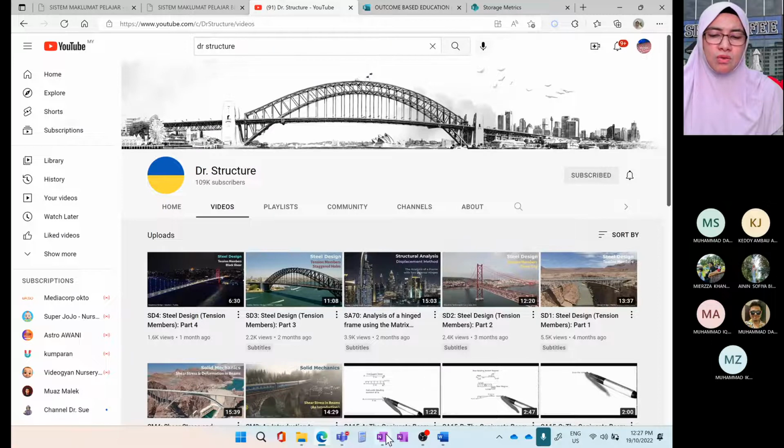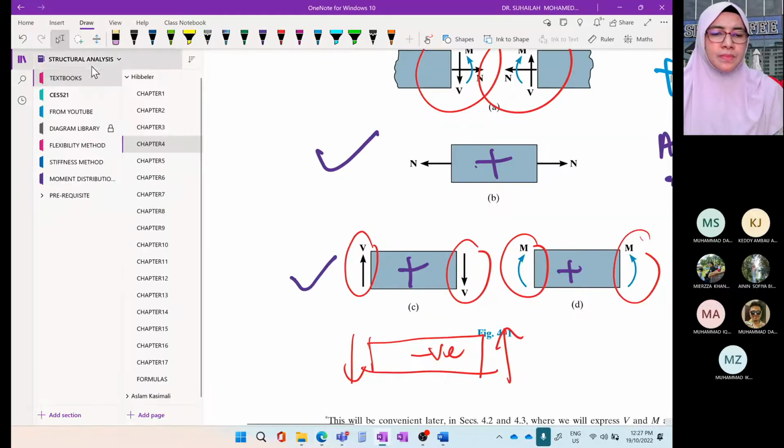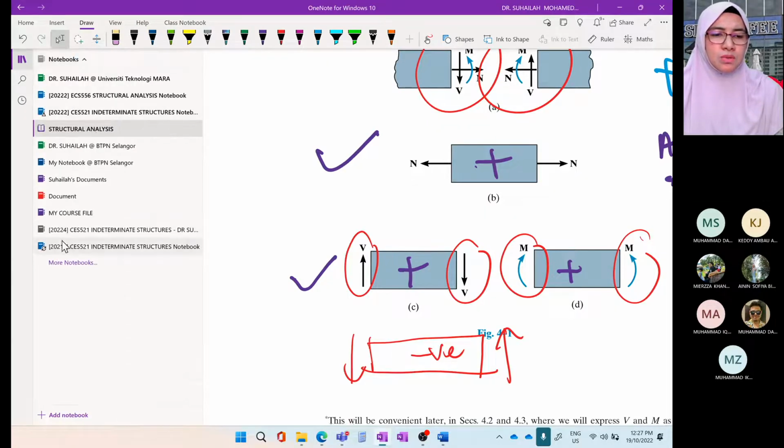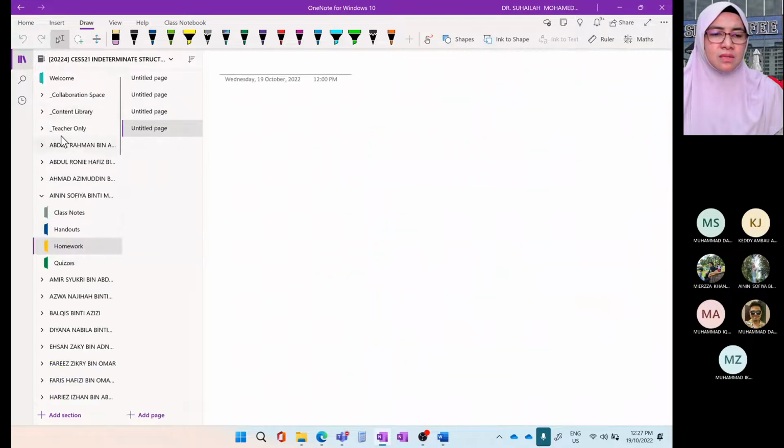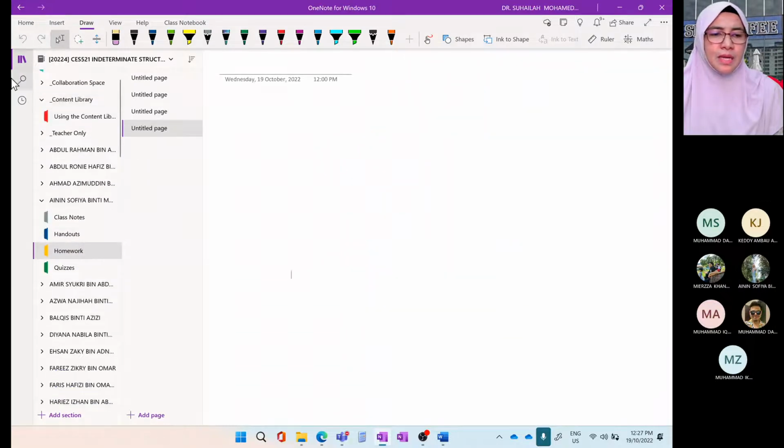So nanti dalam your OneNote under 20224 ni, you just need to refer to content library, yang mana kat dalam ni nanti saya akan buat section-section: textbook, notes, YouTube link, past exam paper, semua ada dekat sini. Okay, so try lah untuk fully utilize whatever you get with iSiswa ID tu.